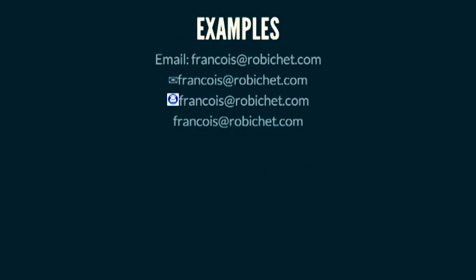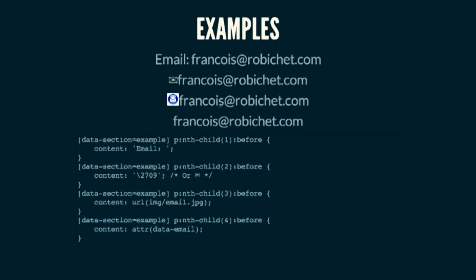So some very basic examples. Here is my email 4 times, and here's the code for it. As you can see, they all have a before. The first one has a content, email, before it. The second one is an ASCII character. You can directly put the UTF-8 character if you want, it's the same thing.